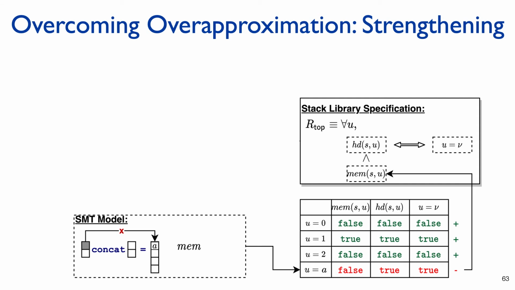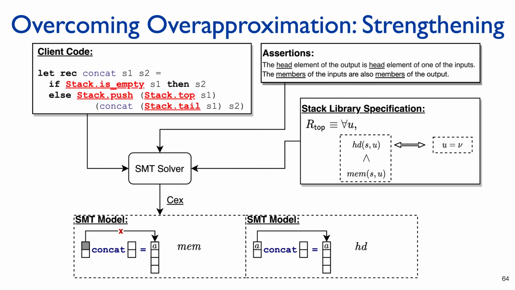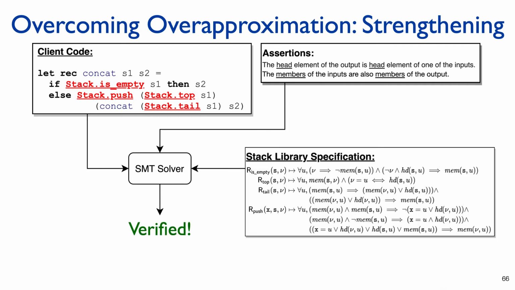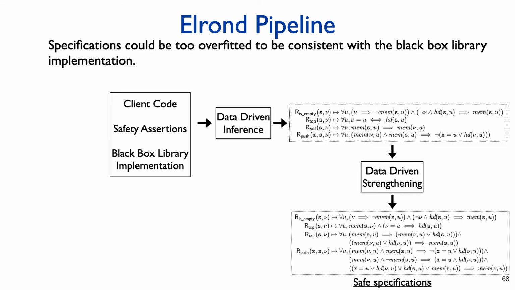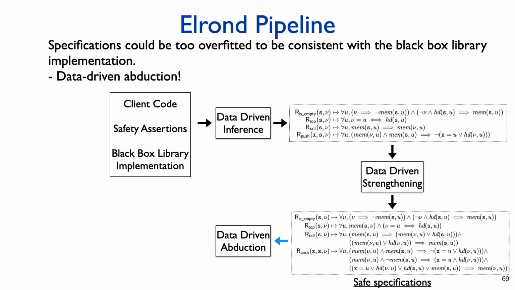For example, we have the specification u equals nu if and only if u is both head and member of S. And we can use this specification to rule out this counterexample, because this time it has to be both a member and the head of S, the first stack. Okay, now we have refined the specification into a safe specification, which can prove the assertions. But is this a good specification? Well, this specification may be overfitted to be consistent with the black box library implementation. So we have to use data-driven abduction.